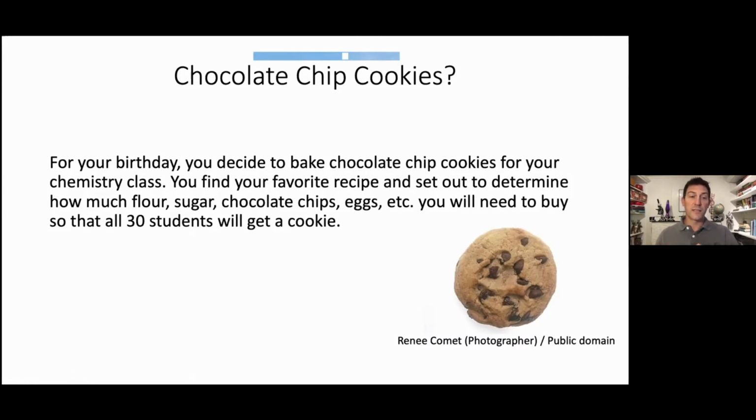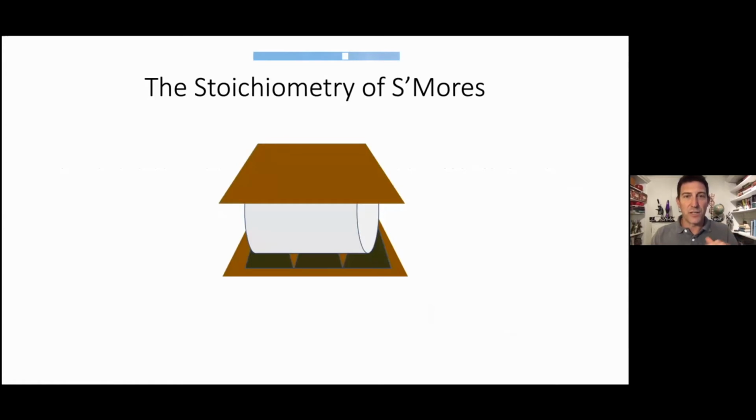The trouble is, flour can't be bought in a certain amount of cups, and chocolate chips can't be bought by a certain number of chocolate chips. You need to buy them by the bag. So then you need to figure out, well, how many am I going to have? And then you probably have some left over in the end. But if you didn't buy enough of one of them, you didn't make enough chocolate chip cookies for everybody in your class. So you figuring out how much you need, that's stoichiometry on a very simple level.